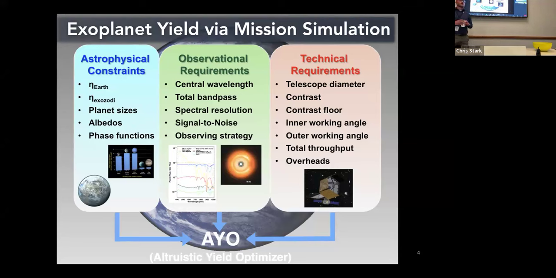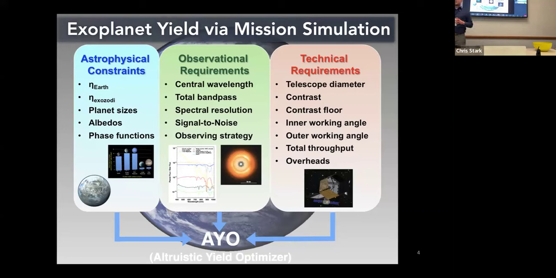We have observational requirements, like what wavelengths you need to observe at to detect key molecular features like water. And we have technical descriptions of the instrument itself. How big of a telescope do you have? What are the performance parameters of your coronagraph? This very large list of inputs gets fed into a yield calculator, and it simulates the survey.